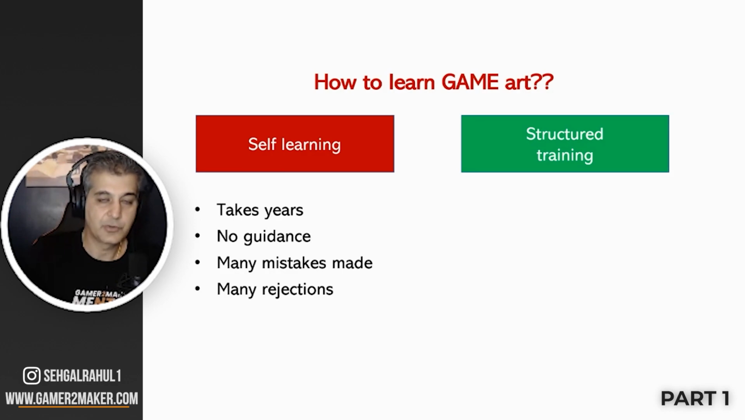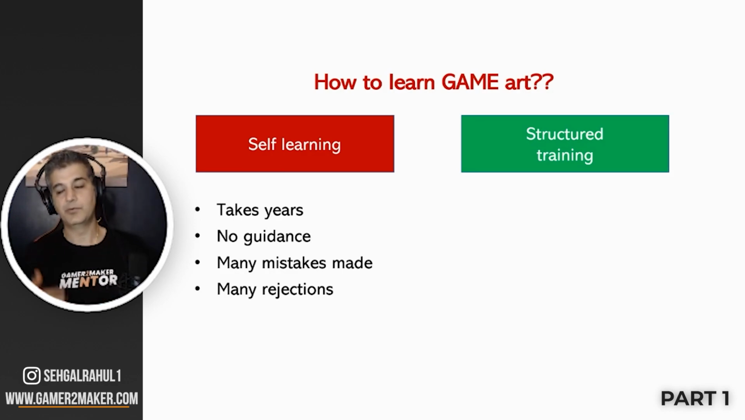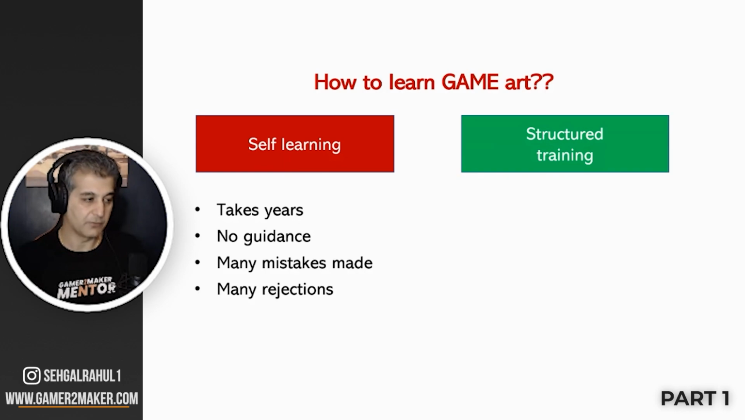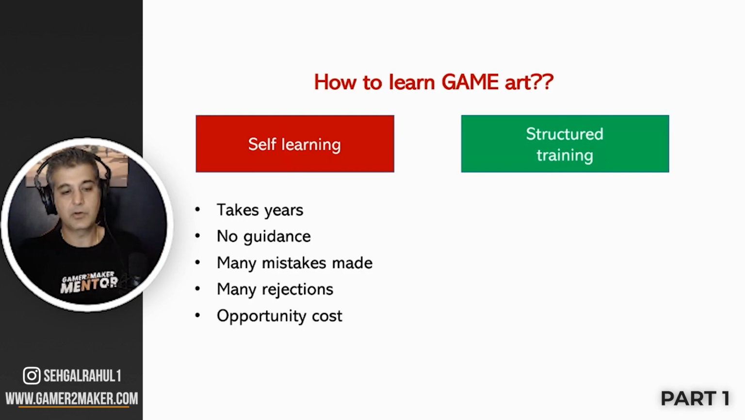You're going to be sending out your portfolio. So for people who self learn, you have to have a lot of guts, because you're going to make a lot of mistakes. People are going to keep rejecting you until you reach that skill level. Okay. And also, there's something called opportunity cost. If you're self learning, suppose you take 3 or 4 years to self learn game art. So basically, for 2 or 3 or 4 years, you're not earning, you're only learning.